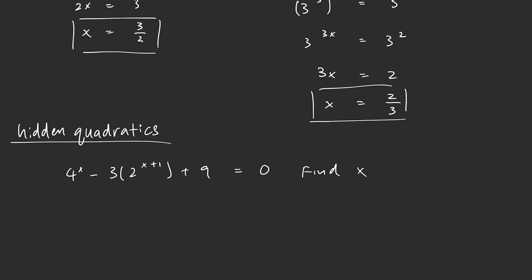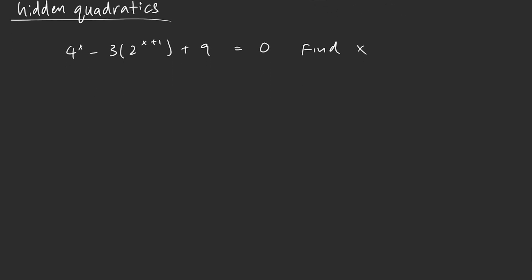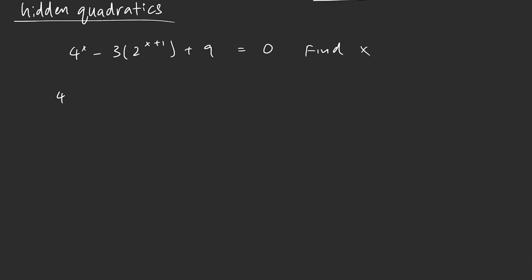Something that IB really likes to do is give you some weird looking quadratic, or exponential equation, and ask you to find x. When you look at this, you might have no idea where to start, but we can see that 4 can be written as 2 squared, so 4 to the x can be written as 2 to the 2x. So our equation becomes 2 to the power of 2x minus 3 times 2 to the power of x plus 1, plus 9 equals 0.